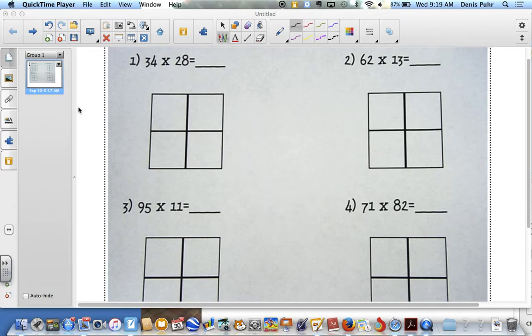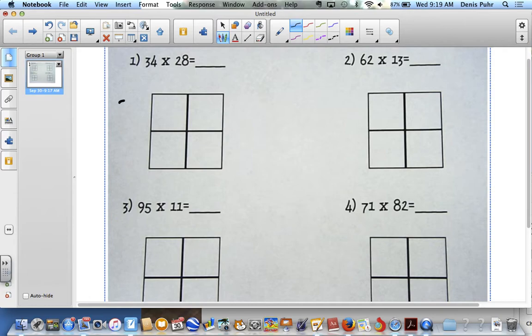So we're going to break apart the 34 into what we call expanded form. The 34 can go here. It's 30 and 4, 30 plus 4. The 28 can go here. With multiplication, it doesn't matter if we would have put the 28 on the side or the 34 there. So that's 34 in expanded form, 28 in expanded form.